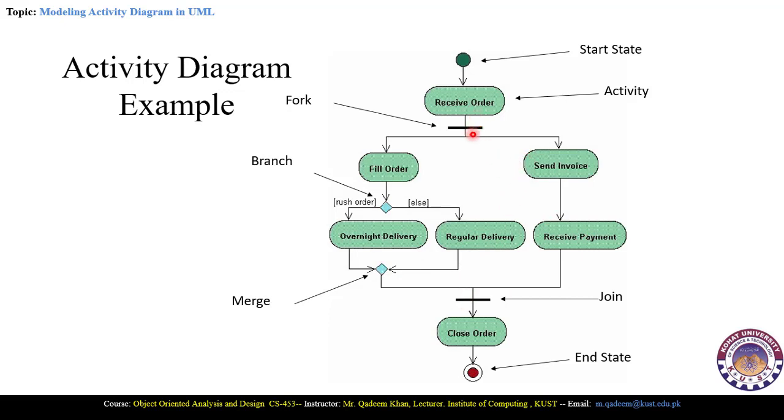And if the order is received, then the invoice will also be sent. The invoice contains the receipt that will be sent to the customers, and the receive payment action will be performed here. So after fulfilling the order and sending the invoice to the customer, the payment will be received from the customers, and then the order will be closed here. After closing the order, the activity diagram will exit. That means this is the end state of the activity diagram, the final state of the activity diagram here.